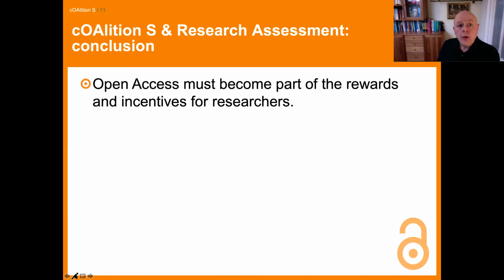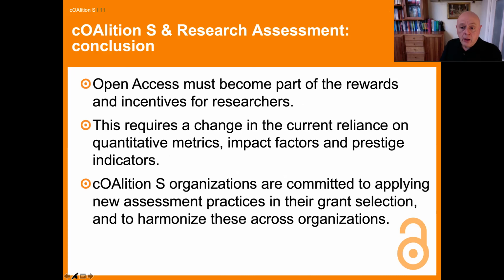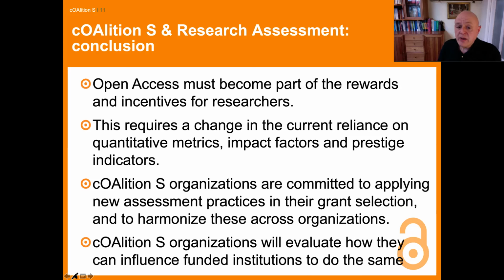So in conclusion, for cOAlition organizations open access must become part of the rewards and incentive system for researchers. This requires a full change in the current system of reliance on quantitative metrics, impact factors and prestige indicators. It also means that cOAlition organizations are committed to applying these new assessment practices in their own grant selection, and to harmonize these across organizations as is required. And finally, cOAlition organizations will evaluate how they can influence the institutions that they fund to do the same.